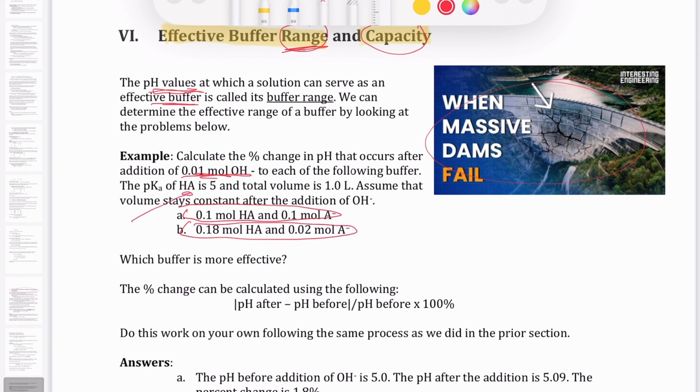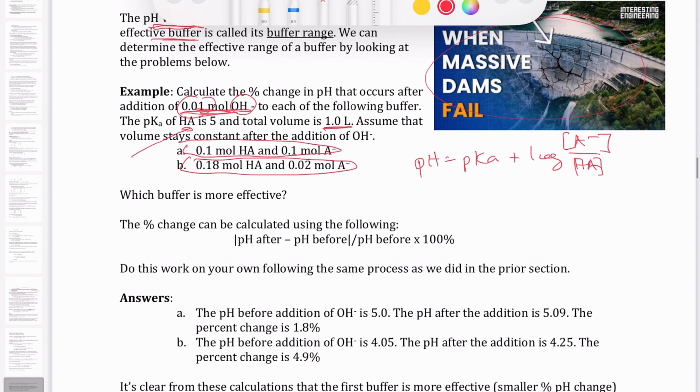The pKa of the weak acid is 5, so you can use your Henderson-Hasselbalch equation to calculate your buffer's pH before and after the addition of the 0.01 mole OH minus. The volume here is made really easy. It's 1 liter, no volume change as the result of the addition of the hydroxide. So again, the goal is just to try to see how different compositions of a buffer will respond to the addition of this hydroxide. So you want to first calculate the initial pH, which is before you add the hydroxide, and then you also want to calculate the final pH, which is after you add the hydroxide.